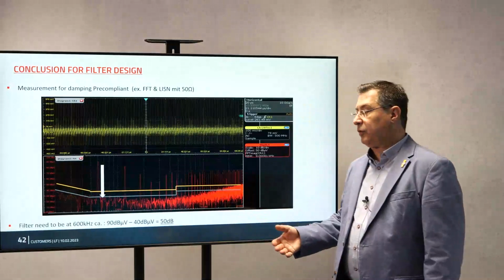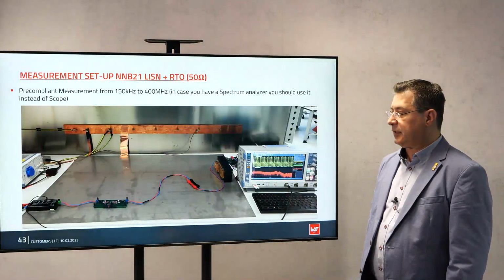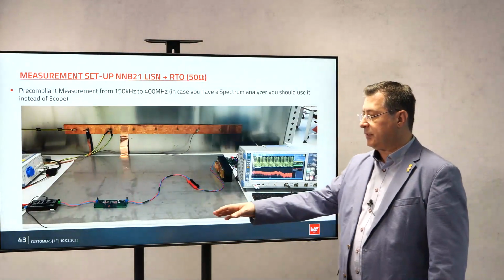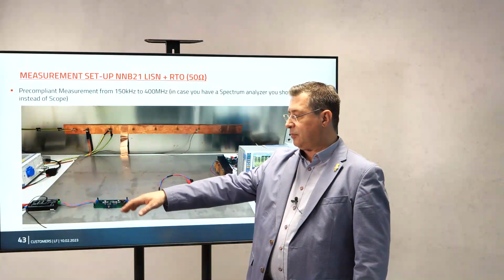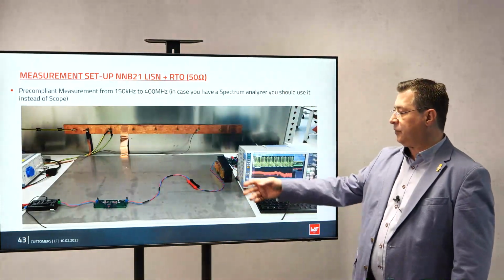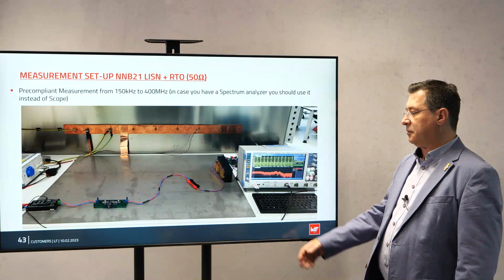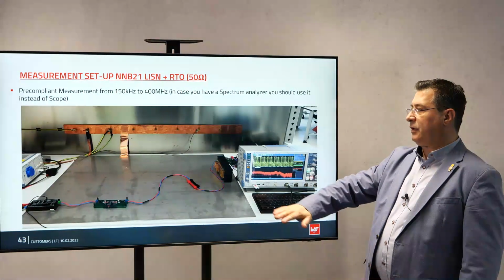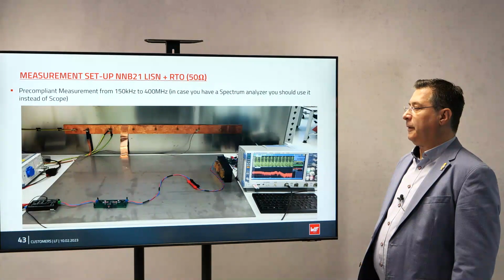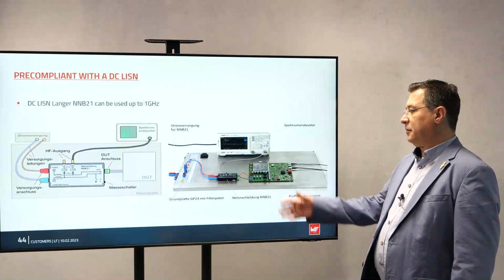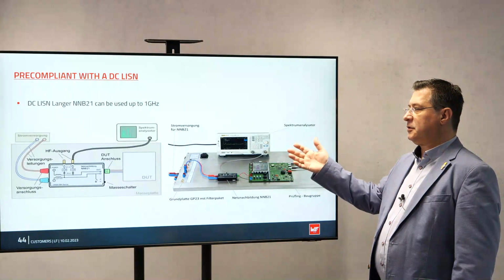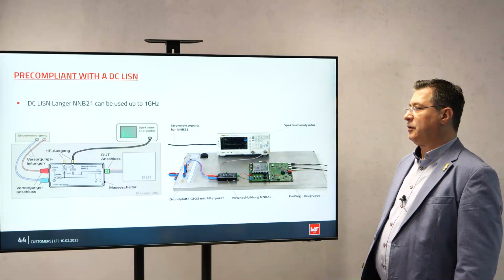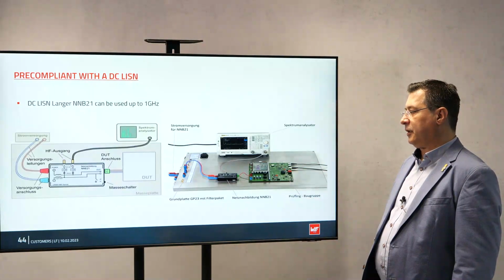Now, you need the calculation of the filter. This is the setup of how we measured it with our own setup with a small listen from Langer Elektronik, and then we have this simple electric resistance load. This is the scope using a very good ground plane, and we decided, okay, we need a good filter for that. The setup could look like this. This is with the Langer NBB21, which can be used up to 1 gigahertz.